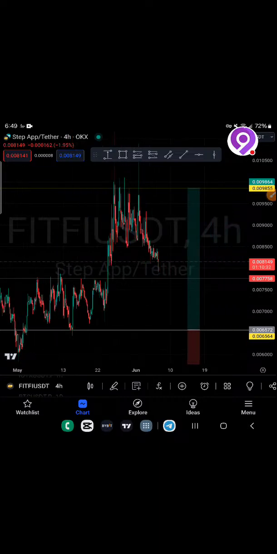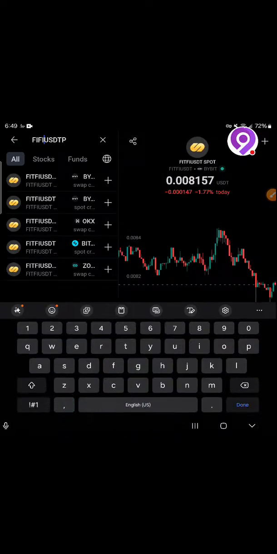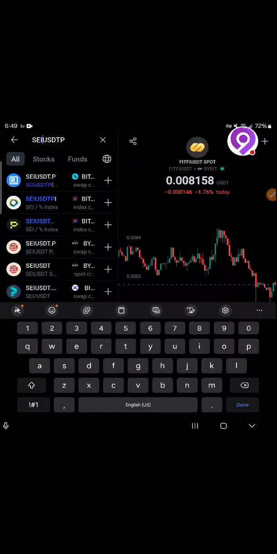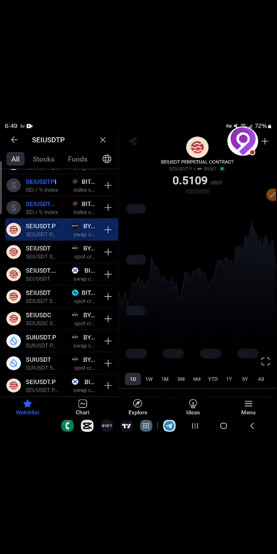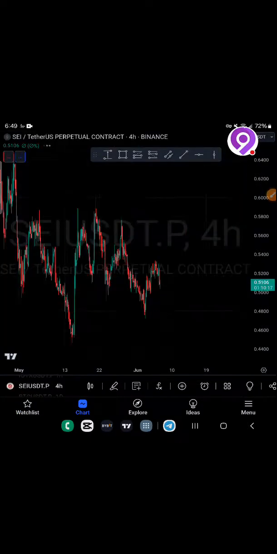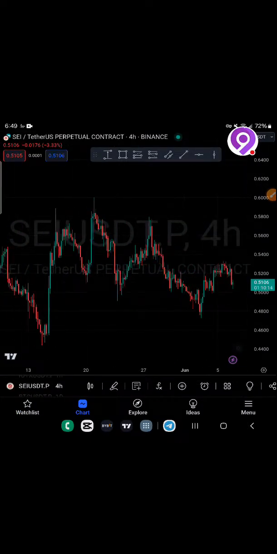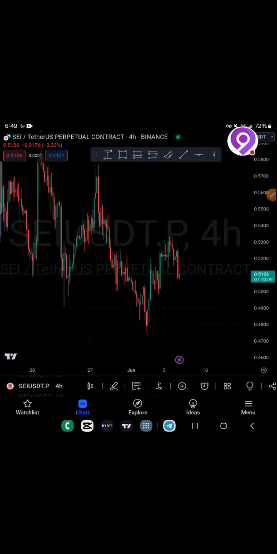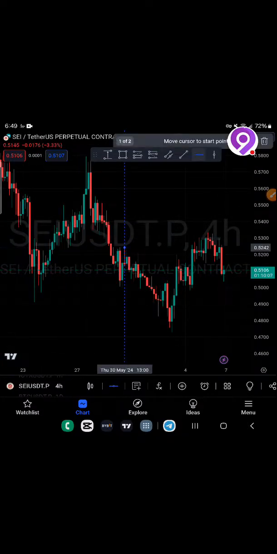Okay, the next one will now be SEI. Let's check what's there. Open chart. This is the 4 hour time frame. It's a bit dynamic. It looks like a head and shoulders. This is the left shoulder.